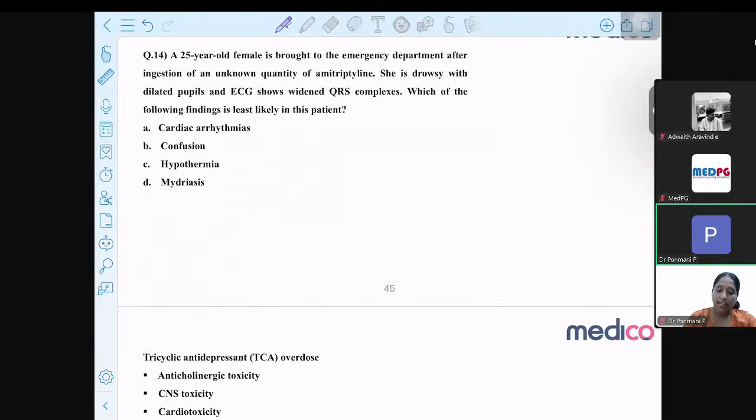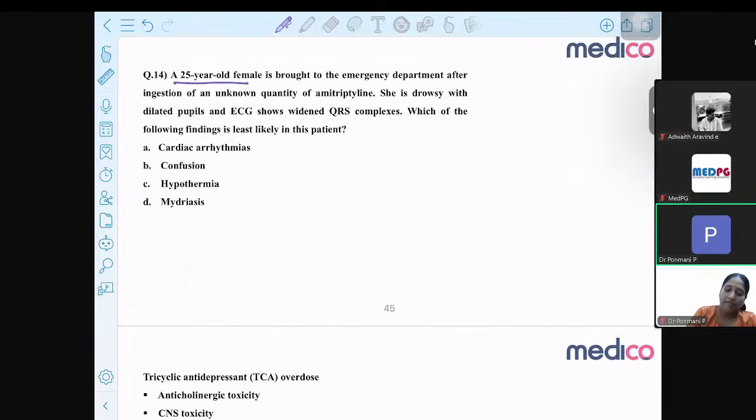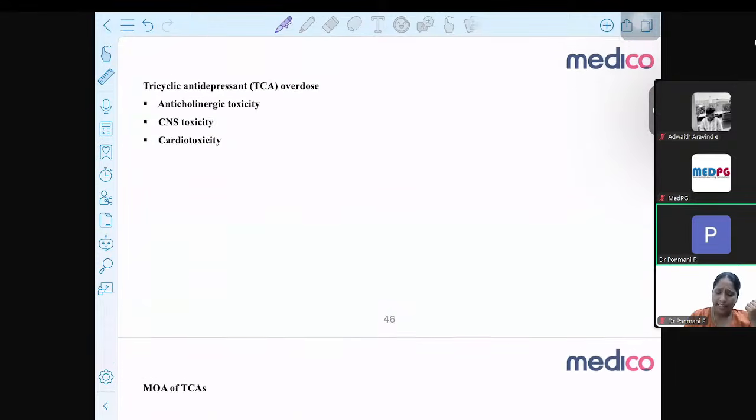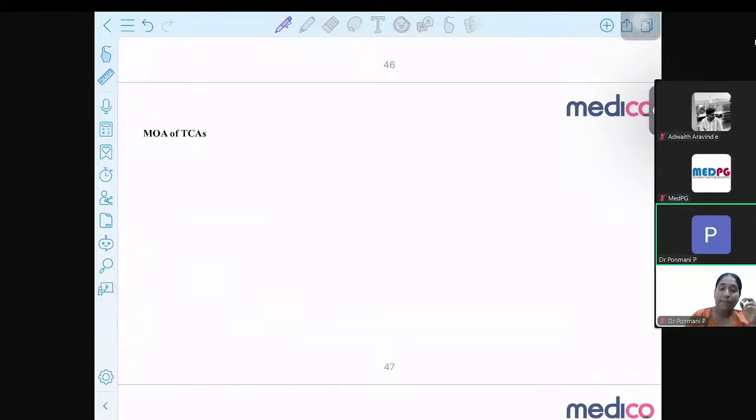And now coming to the next question. A 25-year-old female is brought to the emergency with an overdose of amitriptyline. What is amitriptyline? Amitriptyline is a tricyclic antidepressant. She is drowsy, the pupils are dilated, and the ECG is showing a widened QRS complex. Which of the following findings is least likely in this patient? So, we must understand what a TCA does. What is the mechanism of action of TCAs? TCAs are used as antidepressants.